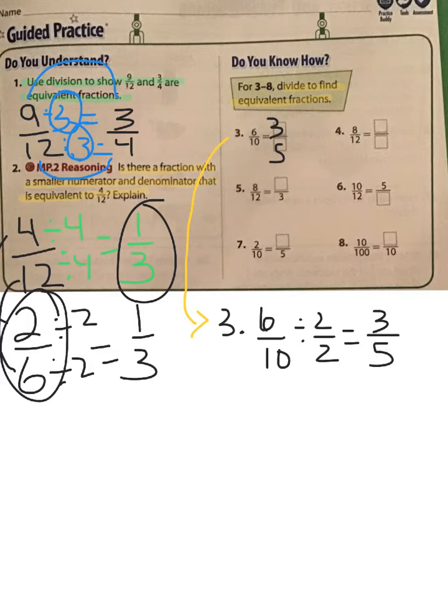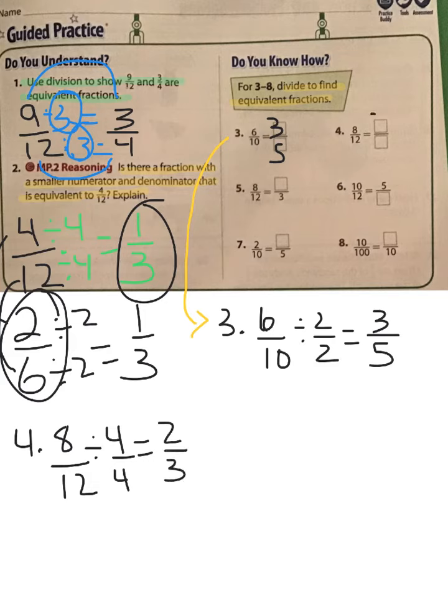All right, let's try number 4. We have 8/12. Well, I know that I could divide both of these numbers by 2, but I could also divide both of these numbers by 4 because those are factors. So I'm going to go with the bigger one. Now you could go with either one because as long as you're dividing, your answer is going to be right. But I'm going to go with 4. So I'm going to divide both sides by 4, and I'm going to get 2/3.